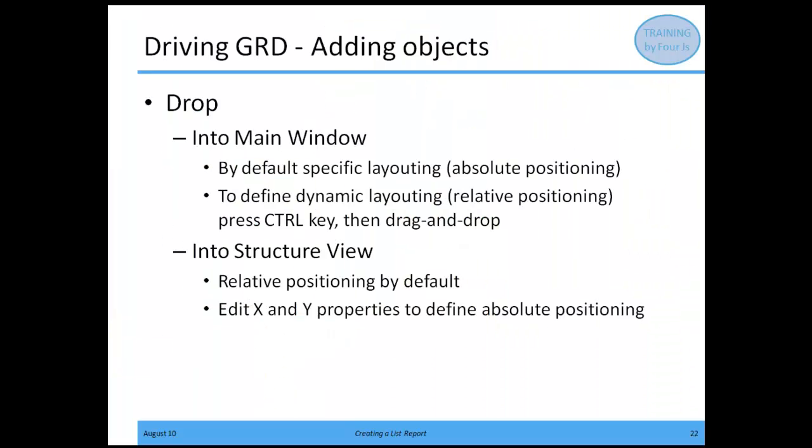Once again, we've talked about this before, but I can't emphasize this enough. If I'm dragging and dropping an item into the main window, by default, it's using specific layouting. However, if I wanted to use dynamic layouting or relative positioning, I need to hold down the Control key before I drag and drop. If I'm dragging and dropping into the structure view, it's always going to be relative positioning by default. And if I want it to become absolute positioning, I'm going to have to edit my X and Y properties to define what the absolute positioning is.